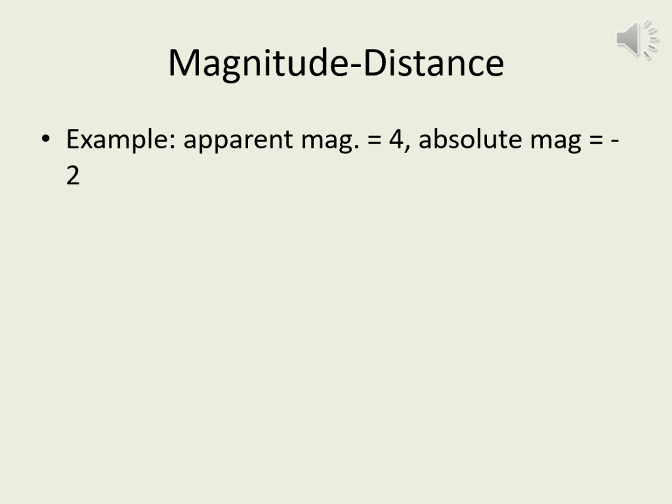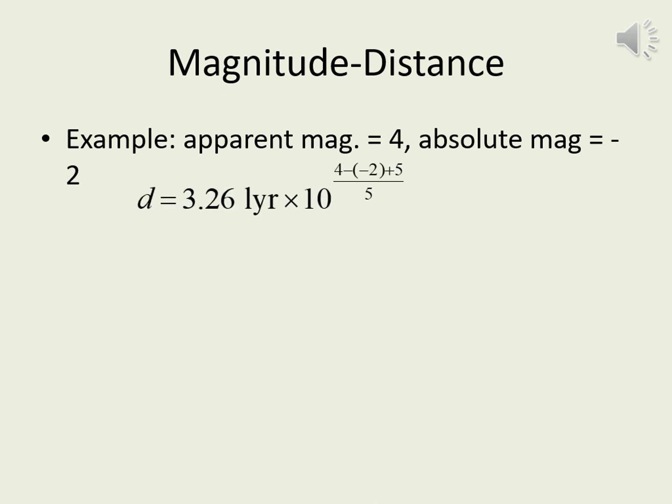On the other hand, the absolute magnitude of -2 means that it's a very luminous star. It puts out much more energy than our own sun. Since it's a luminous star that's not very bright in our sky, it's probably pretty far away.